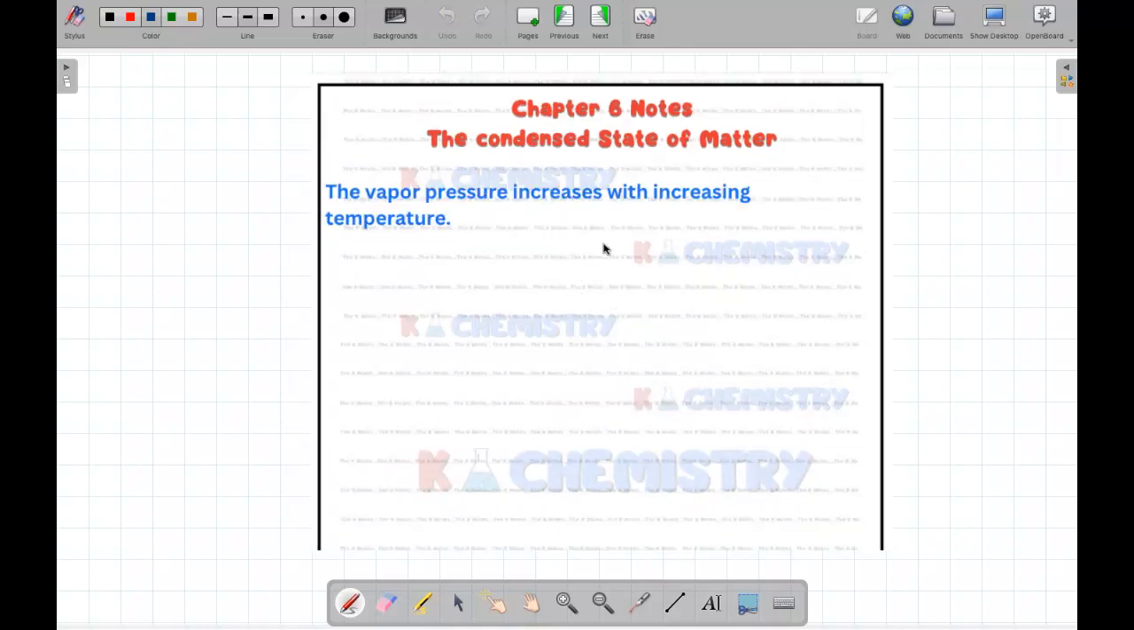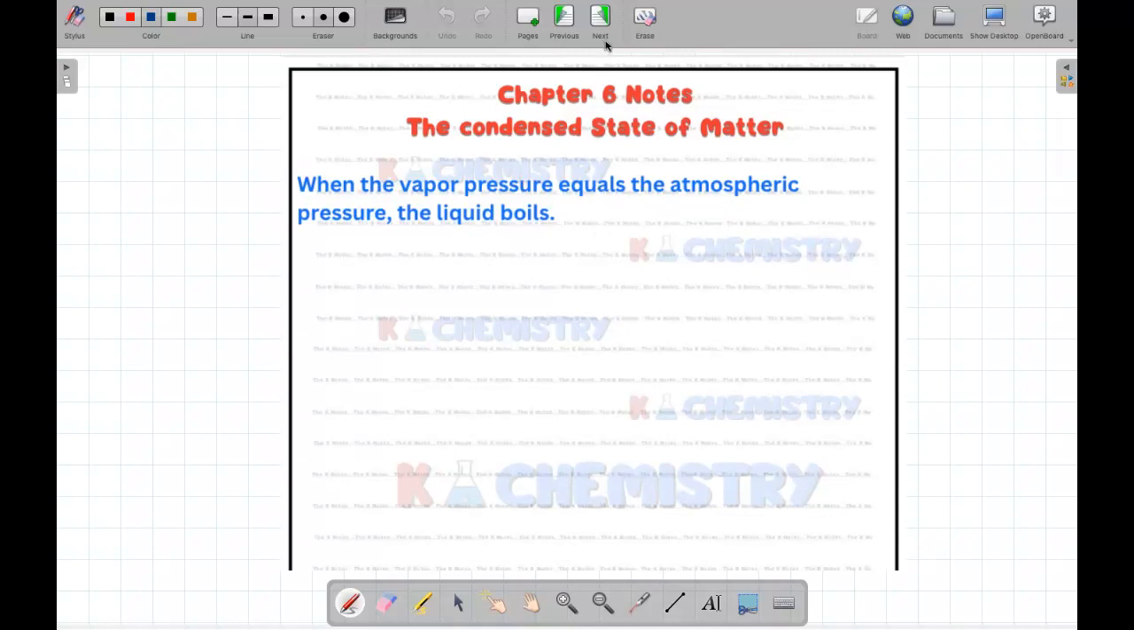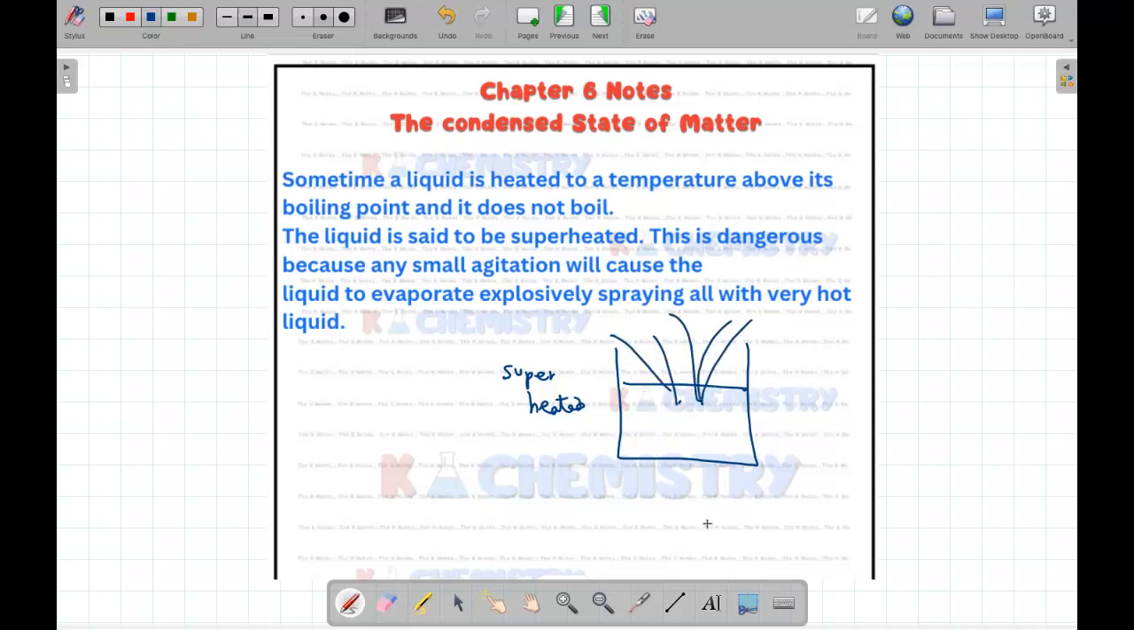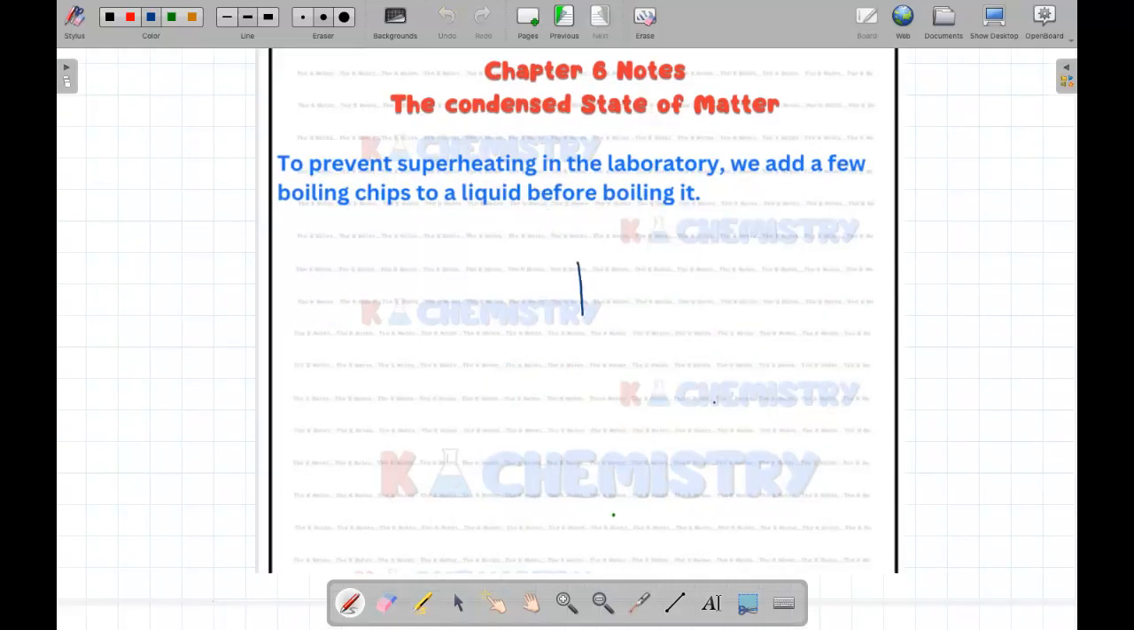We also know that the vapor pressure increases with increasing temperature. When the vapor pressure equals the atmospheric pressure, the liquid boils. Sometimes a liquid is heated to a temperature above its boiling point and does not boil. This liquid is said to be superheated. You're trying to increase the temperature to boil, but it's not boiling, so it's called superheated. Why is this very dangerous? It's dangerous because any agitation will cause the liquid to evaporate explosively, spraying very hot liquid outside. To prevent superheating, we have to add a few pieces of boiling chips in the liquid before boiling it so that it does not cause superheating.